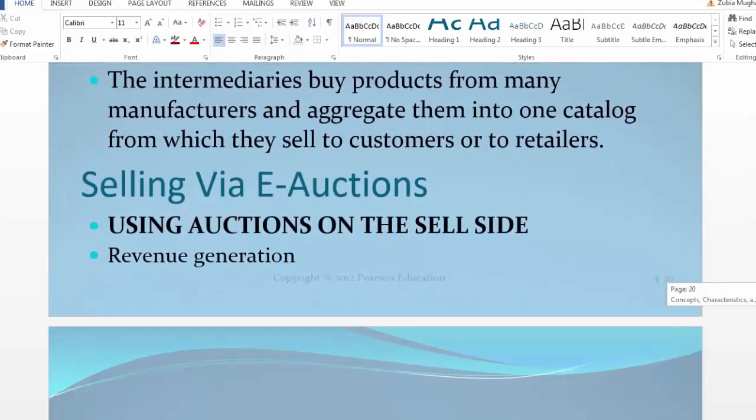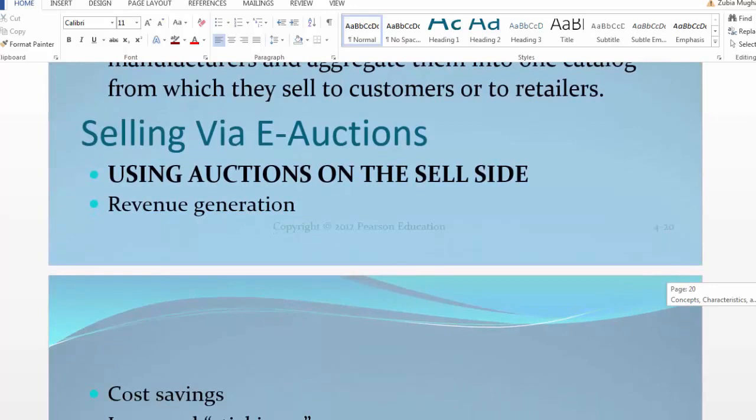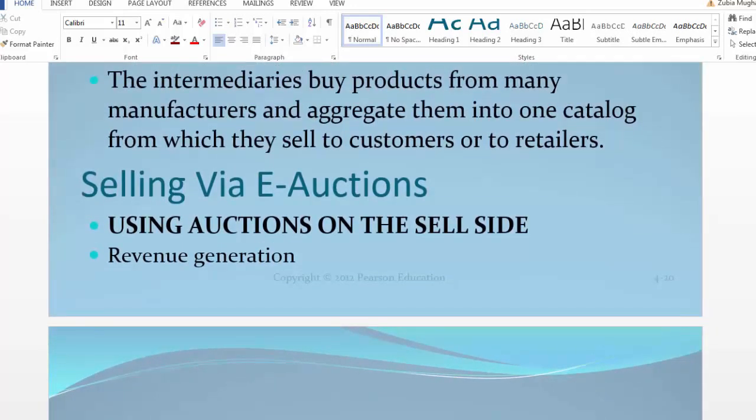Selling via e-auctions, using auctions on the sell side, revenue generation. So if you have on the sell side, for example, the scrumptious indulgence business, Alibaba.com was on the sell side. So if Alibaba.com was using auctions on the sell side, what would that look like? It would be like a lot of bidding going on the website, and if they're selling an item for $1 for 5,000 pieces, many customers like me who have a baking business would be bidding on those items for 80 cents for 1,000 pieces, 50 cents, 40 cents, and the bidding would go on.